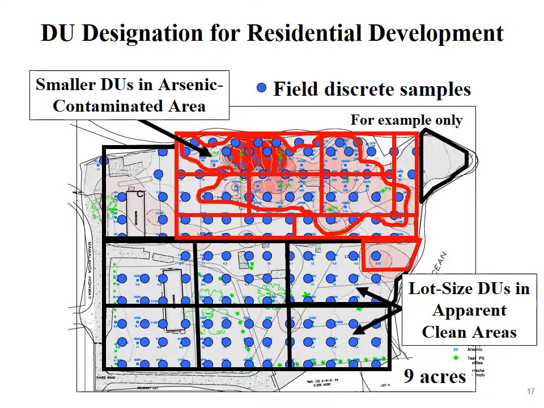We'll look at tomorrow, or in the third presentation, on why just relying on discrete samples, even in areas you think are clean, may be a problem. We've had some sites where we'll go back to the same area, collect another set of discrete samples, and get a completely different mean concentration and UCL of contaminants within those areas.